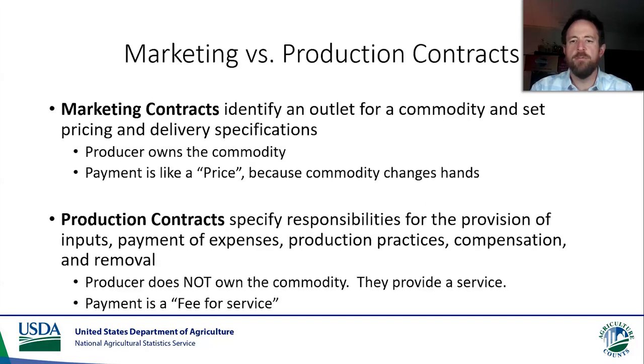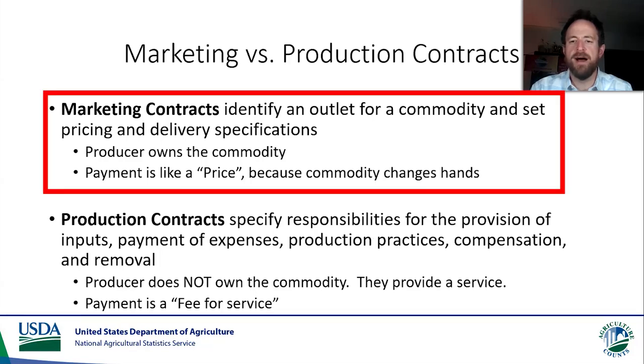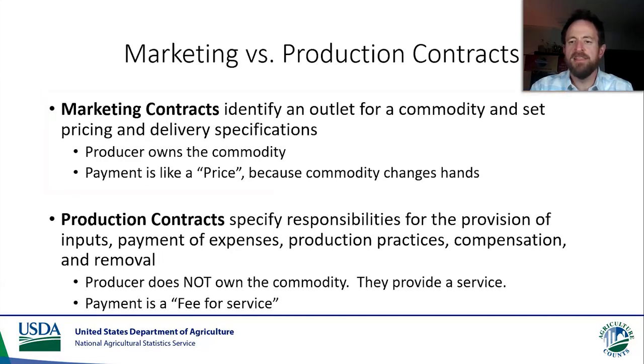But the bigger question is, what's the difference between a marketing and production contract? Instead of focusing on the words contractor and contractee, I'd say the clue lies in who owns the commodity and thus bears more risk in the contract. In a marketing contract, the farmer you're interviewing owns the commodity, and the contract concludes with the farmer selling the commodity to the contractor. The price in this case is decided upfront and reflected in the terms of the contract. In this case, the farmer or contractee will bear more risk. Price can change in the cash market, but the contract price is locked.